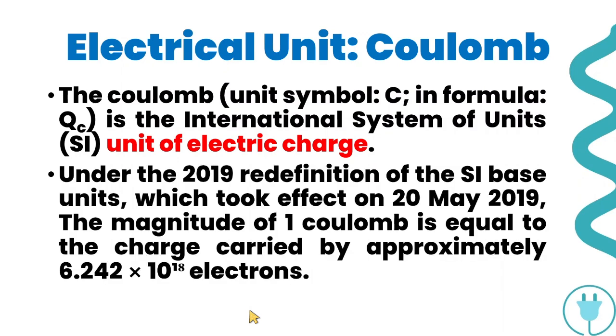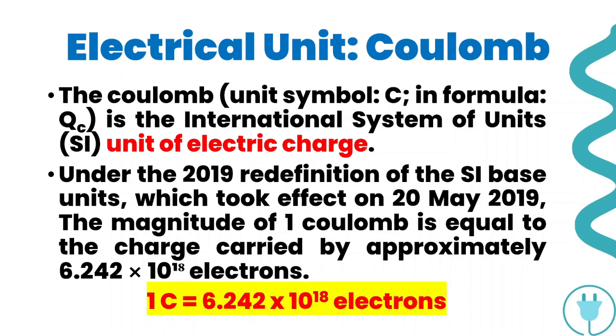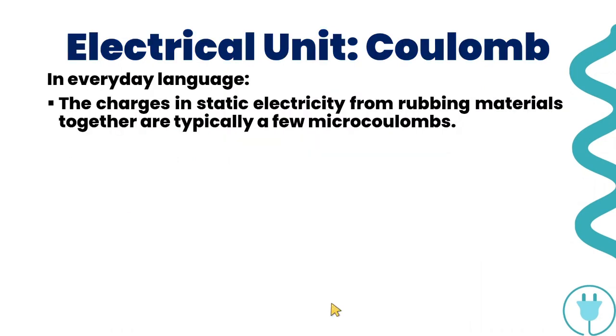Under the 2019 redefinition of the SI base units, which took effect on 20th May of 2019, the magnitude of 1 coulomb is equal to the charge carried by approximately 6.242 times 10 raised to 18 electrons. Therefore, 1 coulomb is equal to 6.242 times 10 raised to 18 number of electrons. In everyday language, 1 coulomb can refer to many things.